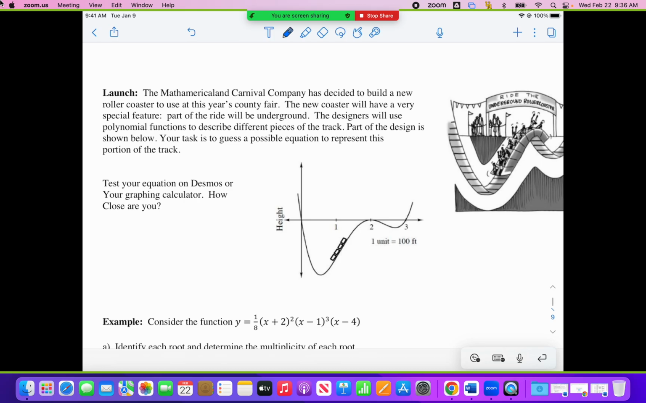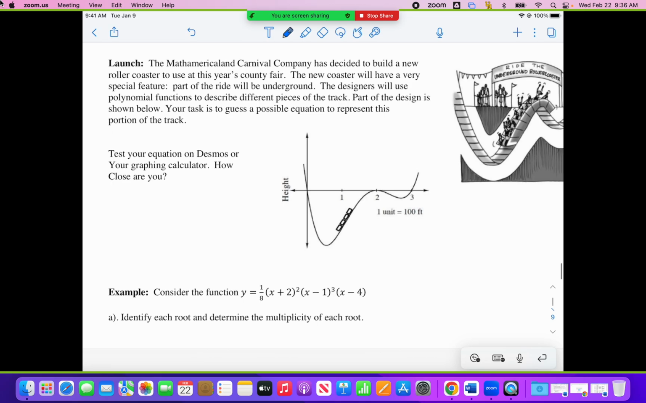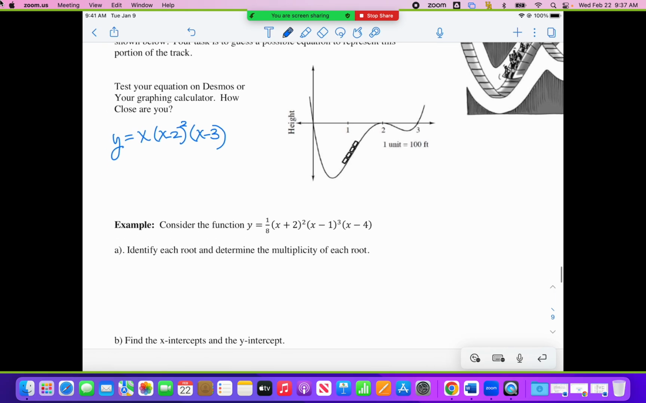So here's the deal. Just because of time, we're not going to do this. But if I ignore the a value, can you tell it's crossing through at 0, it's bouncing off at 2, and crossing through at 3. So this would give us, without knowing the a value, a decent polynomial.